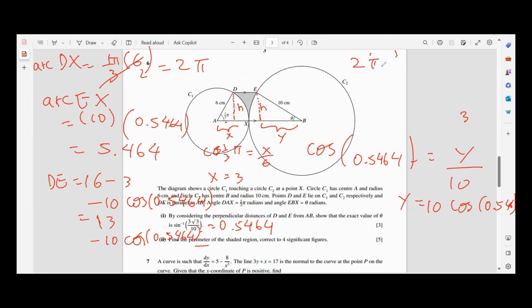And then we shall get the total shaded area. It is 2 pi plus 5.464 plus 13 minus 10 cos 0.5464. And then if I calculate it, I will get 16.2. See, 16.2. Okay, that is for number 6.